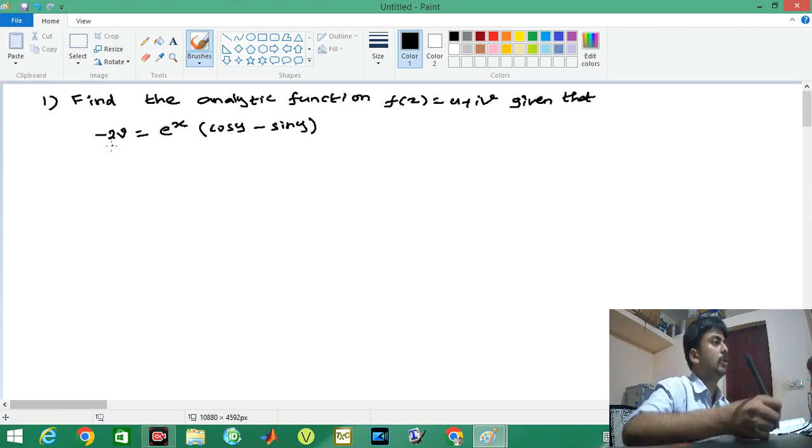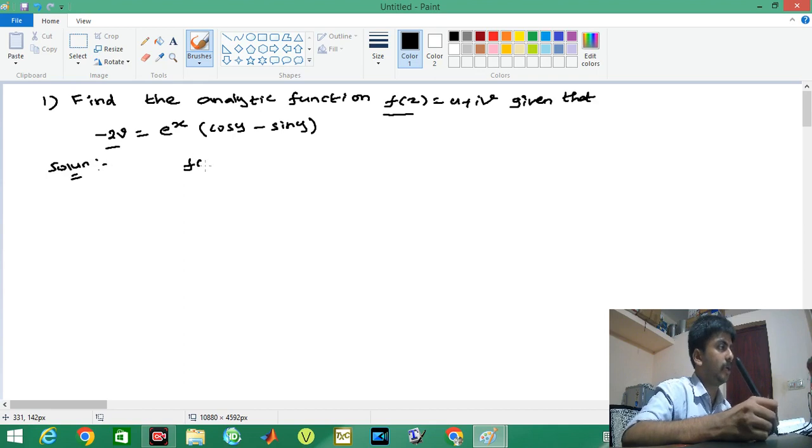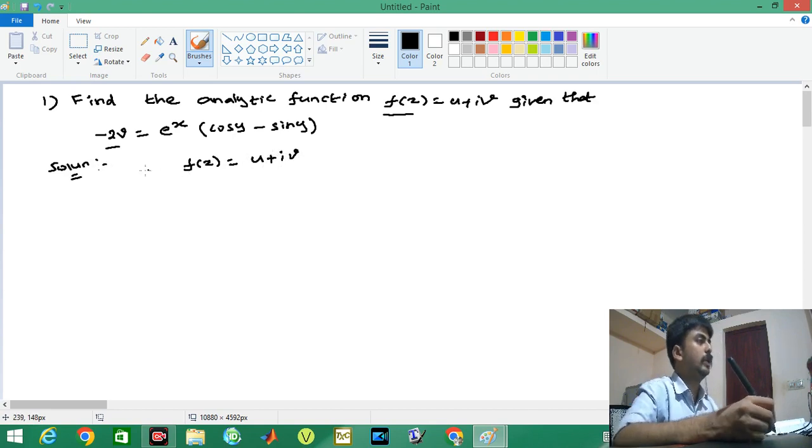So now for this term, minus 2v equal to a function of x and y, we have to construct an analytic function f of z equal to u plus iv. How to construct that is what we are going to discuss now. So here comes the solution. Always we have to take the first step as f of z equal to u plus iv. Now you have to see, we have to get minus 2v. So you have to keep that in mind.